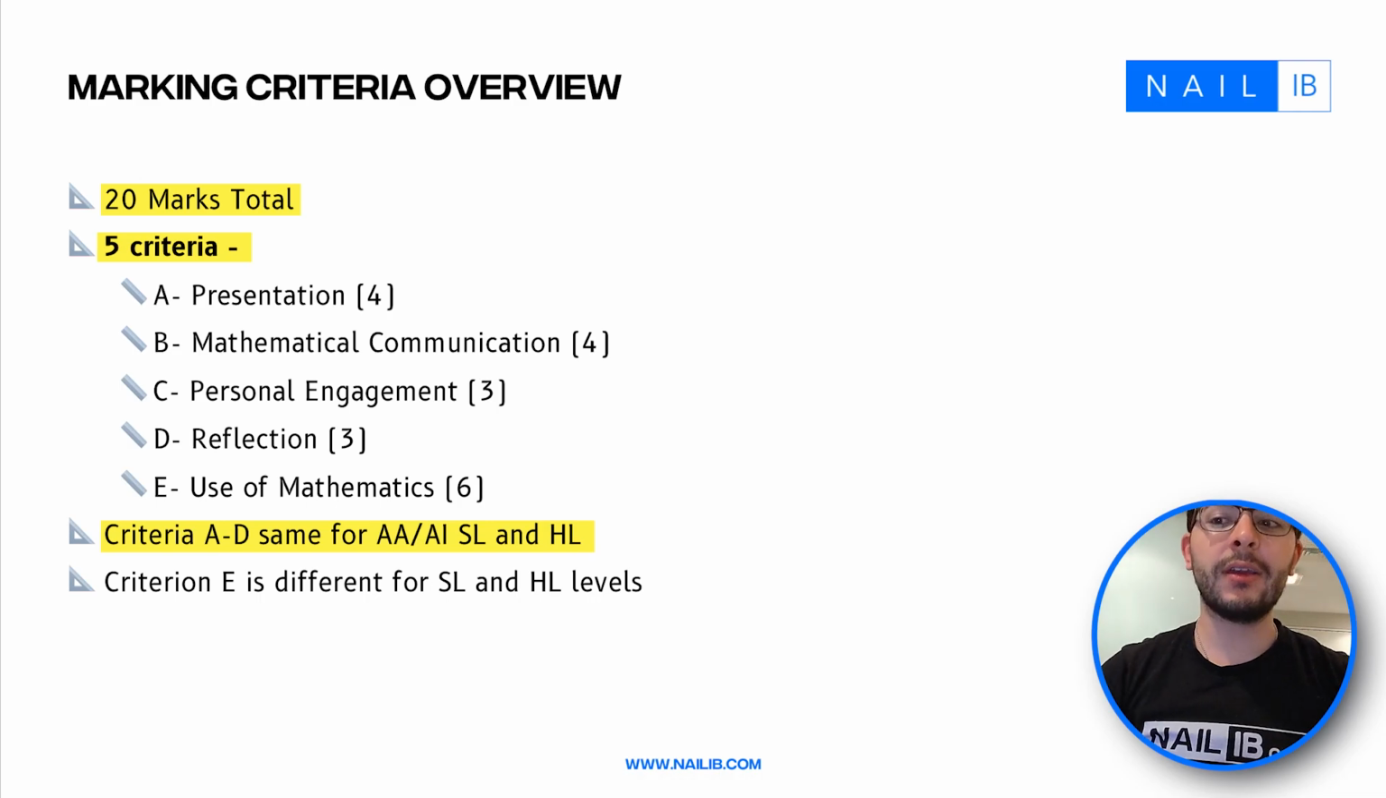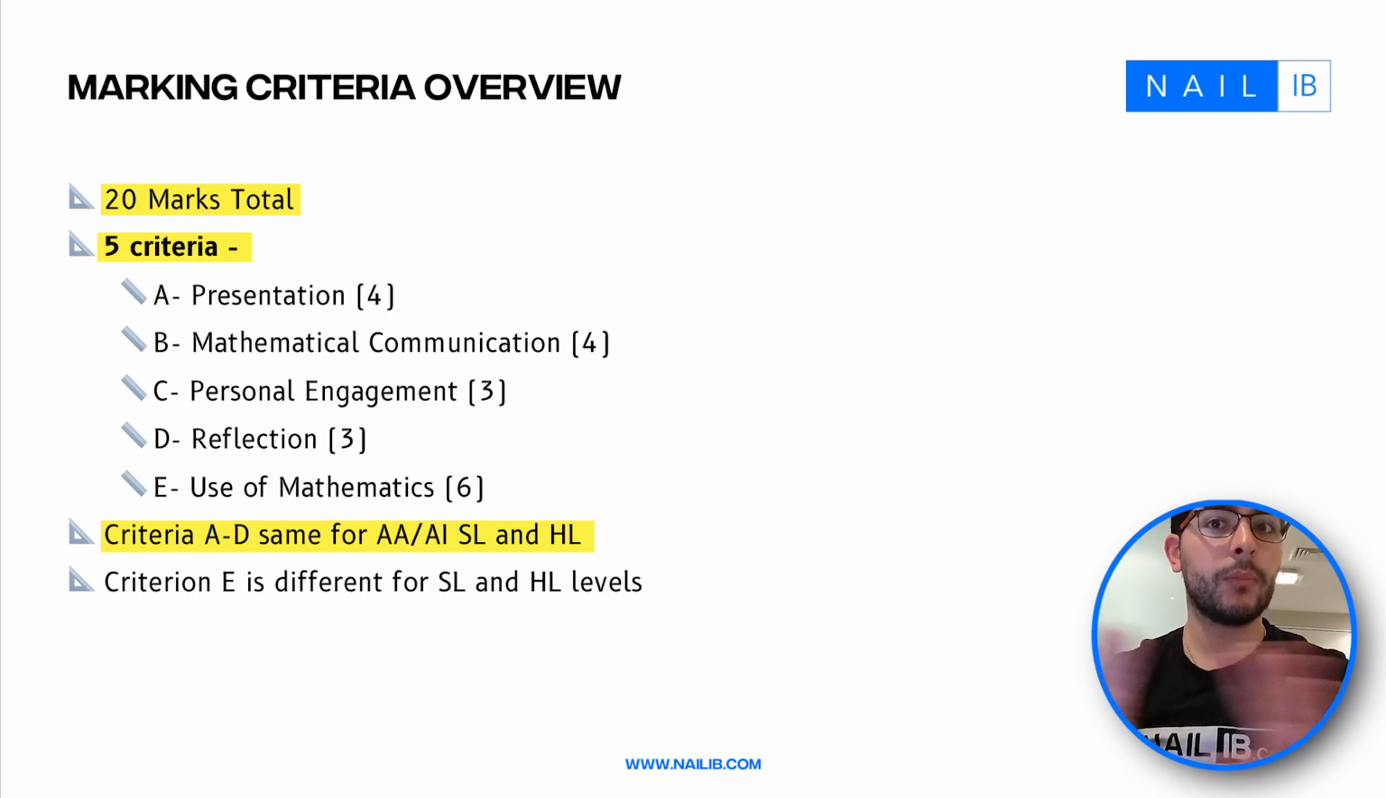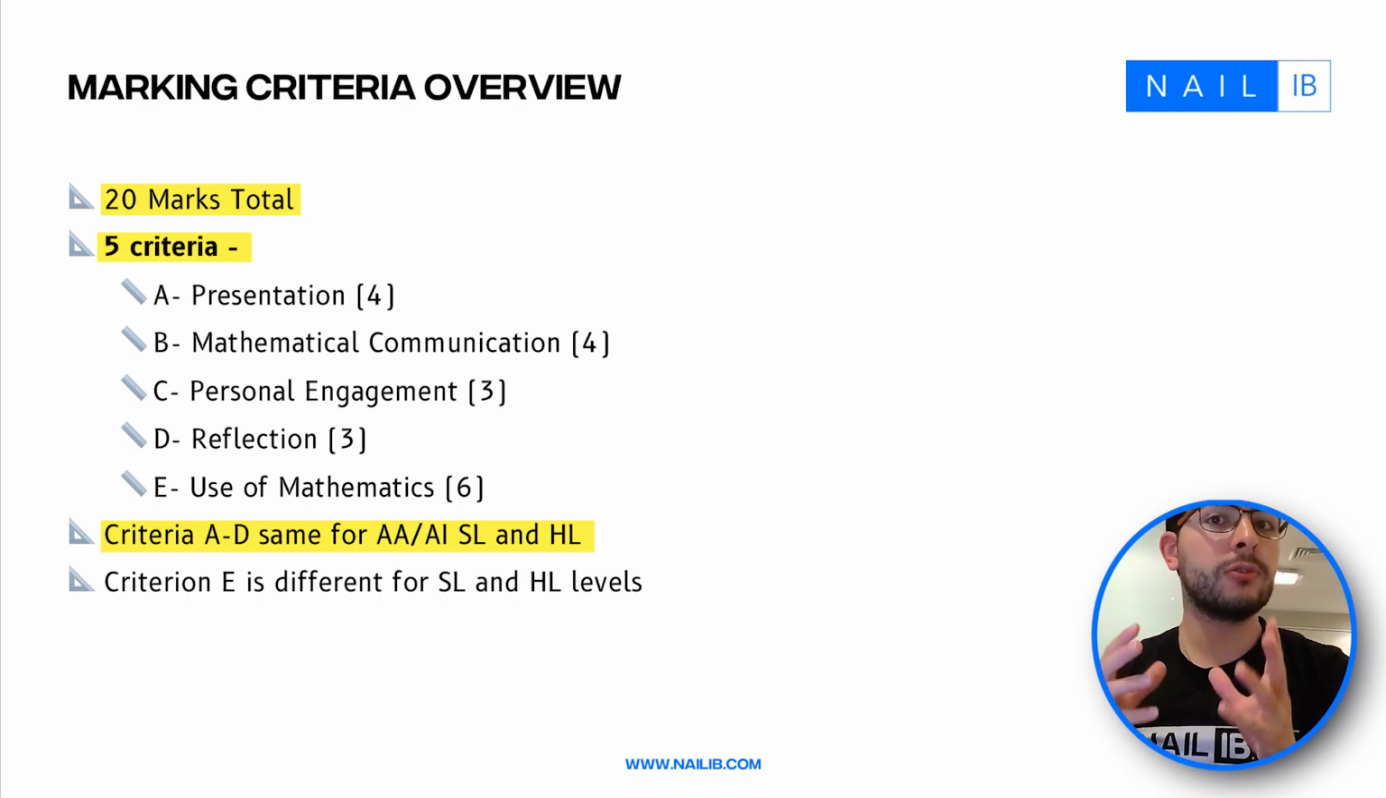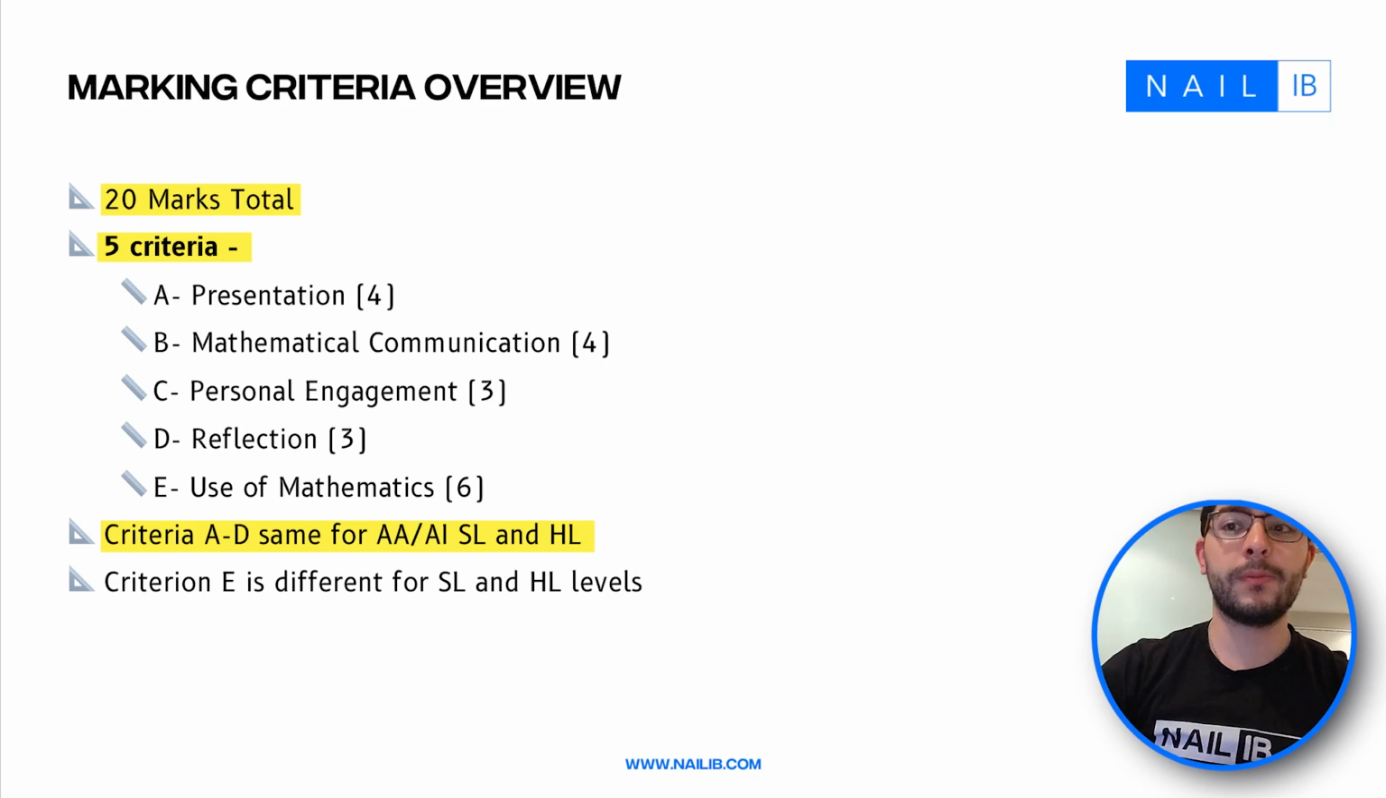Now, criteria A to D are the same for AA and AI, for SL and HL. So regardless of the maths you're doing, presentation, mathematical communication, personal engagement, and reflection are all the same criteria. The only difference between SL and HL levels is criterion E, which is for the use of mathematics. Other than that, they're looking for very similar stuff at SL and HL level.